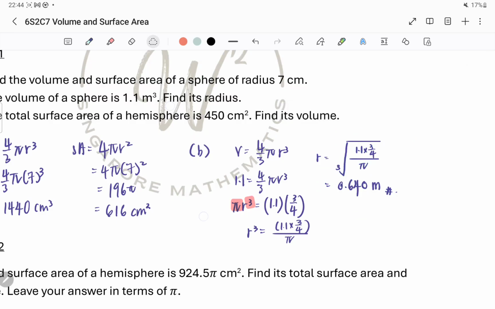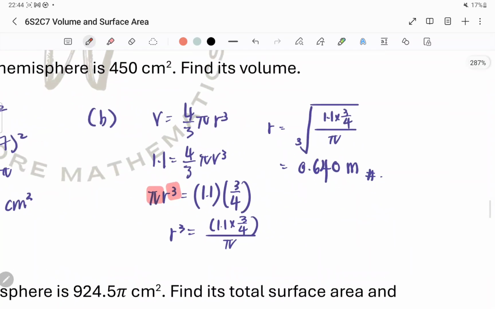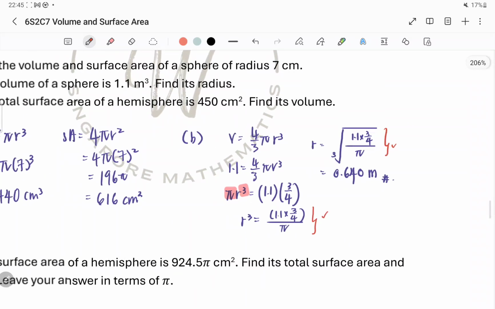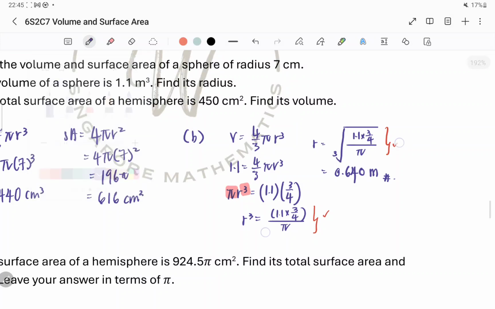Okay, so I want you to practice this, because this one can help you to improve your algebra. It's like making r the subject.